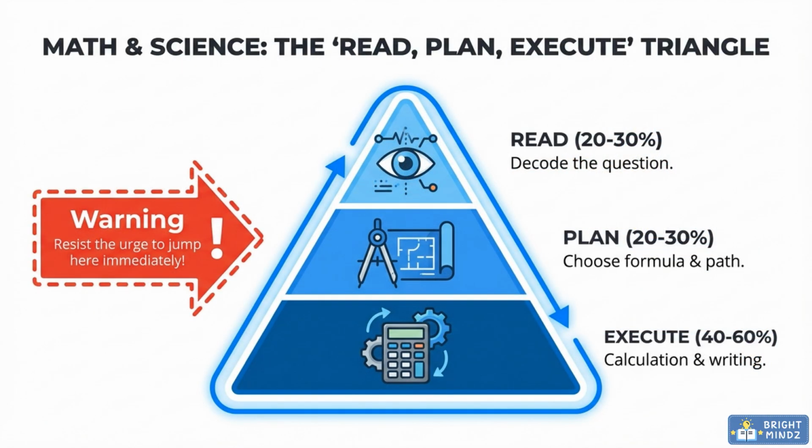In math and science, most lost marks come from rushing straight into calculations. Use this triangle as your default sequence. First, read. Spend up to a third of your time decoding the question. Underline key data, units, and exactly what's being asked. Next, plan. Choose the formula or method and decide the order of steps. A clear plan prevents messy detours. Only then execute, calculate, show steps neatly, and box the final answer with correct units.